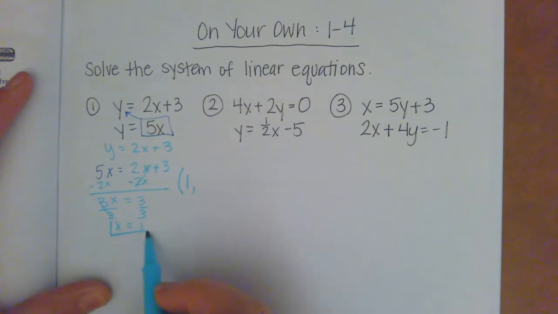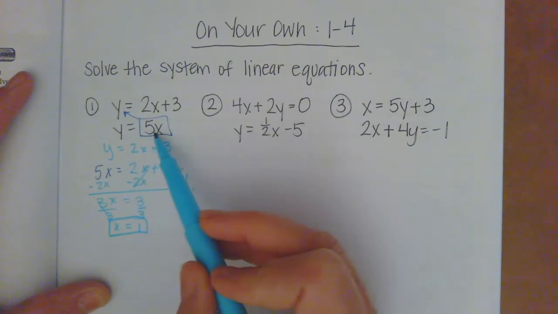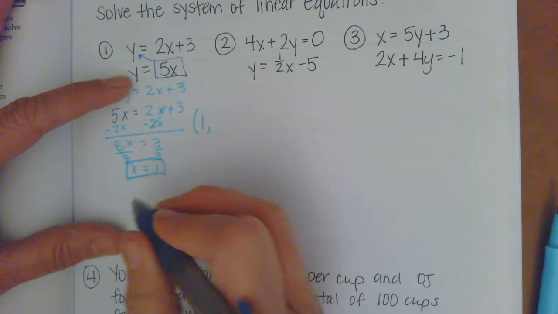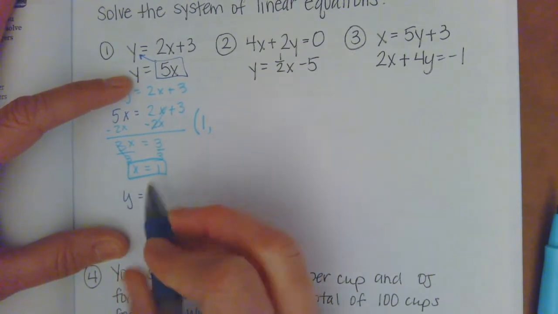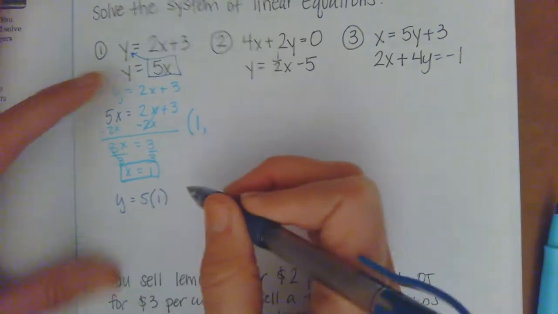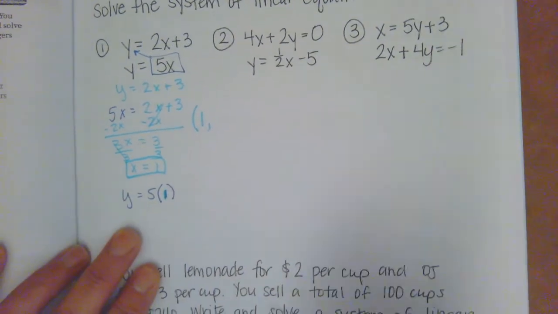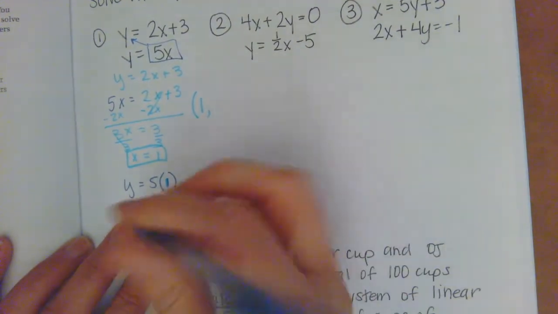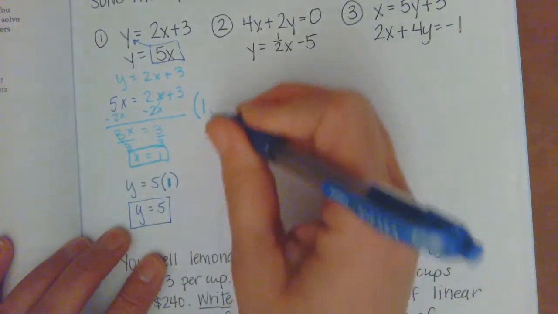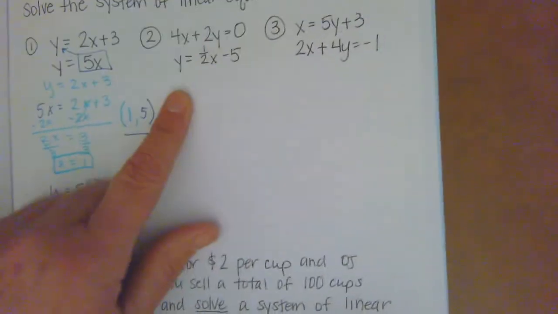Now I have to go find my y. Okay, so I can put it into either one of these equations. This one's smaller, so I'm going to do this one. So I'm going to do y equals 5 times my x, and my x is 1, so I'm going to take out the x, and I'm going to put 1 here. Let's make it a different color so we can see that. There we go. And so we get y equals 5 times 1 is 5, so my y is 5. And so that would be my solution, okay?